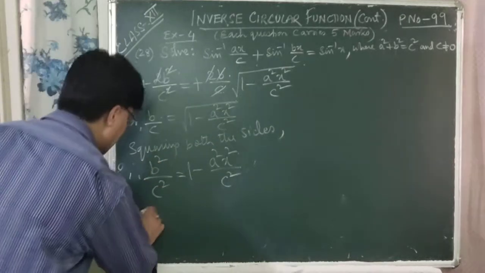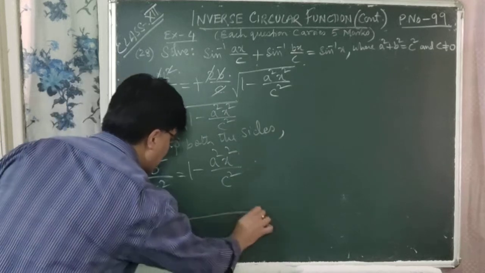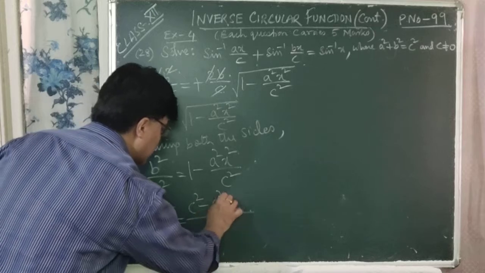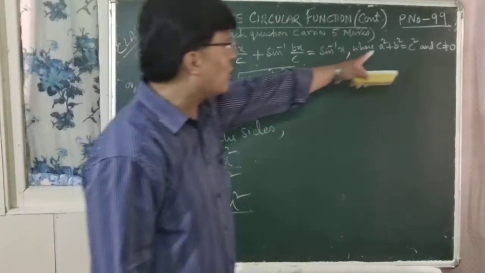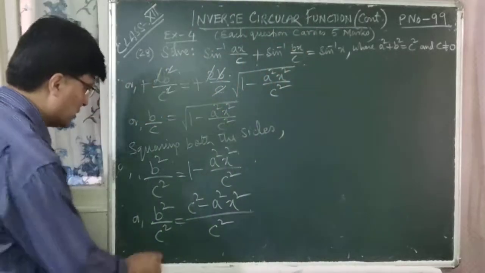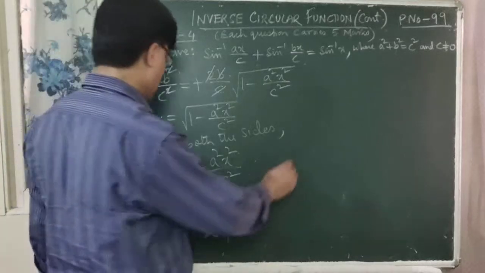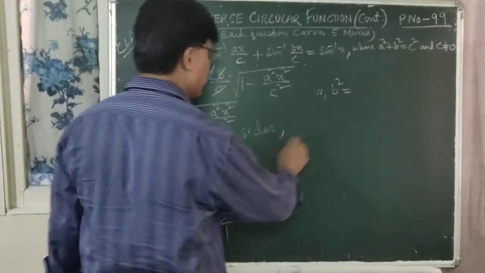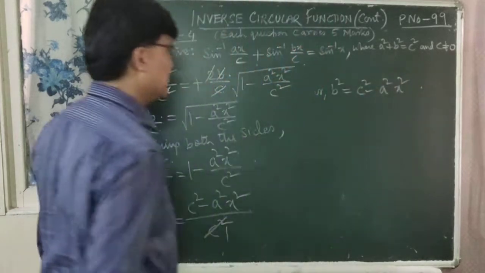Now let us take the LCM here. b square by c square is equal to, what's the LCM? c square. So here c square minus a square x square. But here c not equal to 0 is given, isn't it? So you can cancel them. So b square is equal to c square minus a square x square.